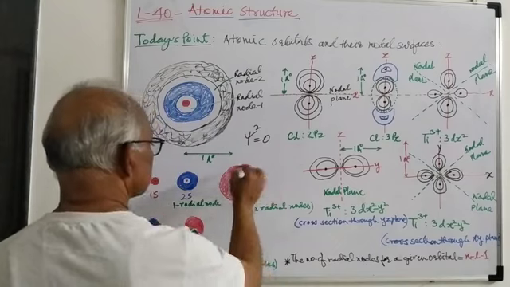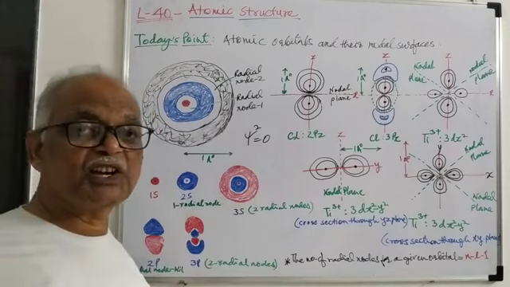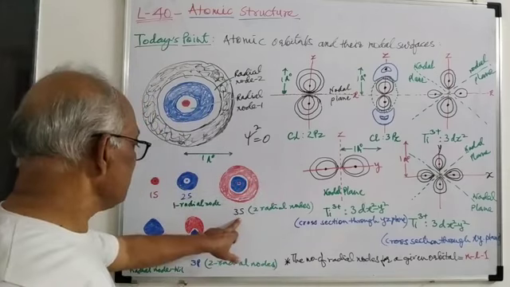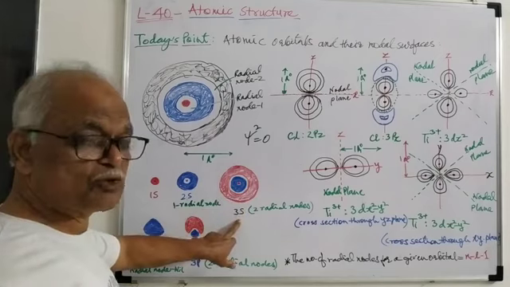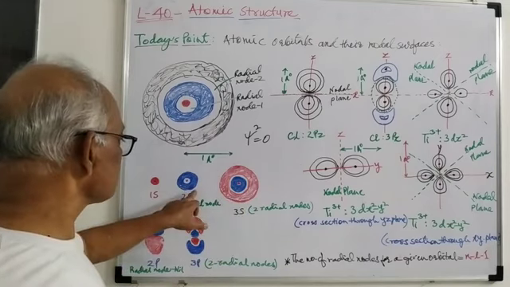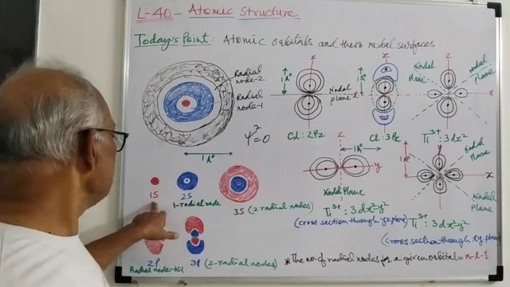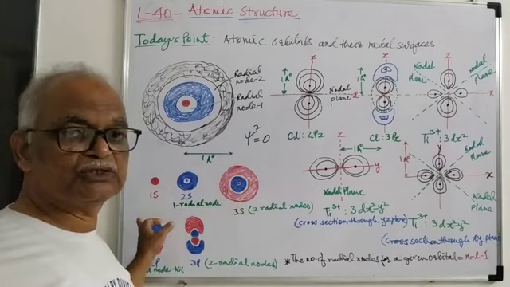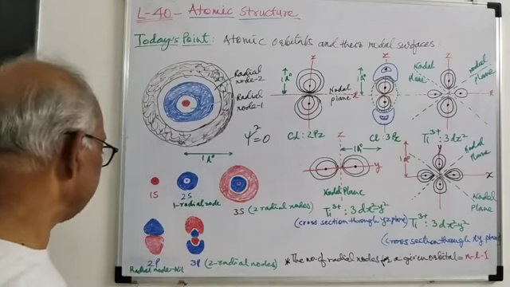And this red color of space is showing this 3s orbital. The blue color of space shows 2s, and again the red color in the center shows the 1s atomic orbital.